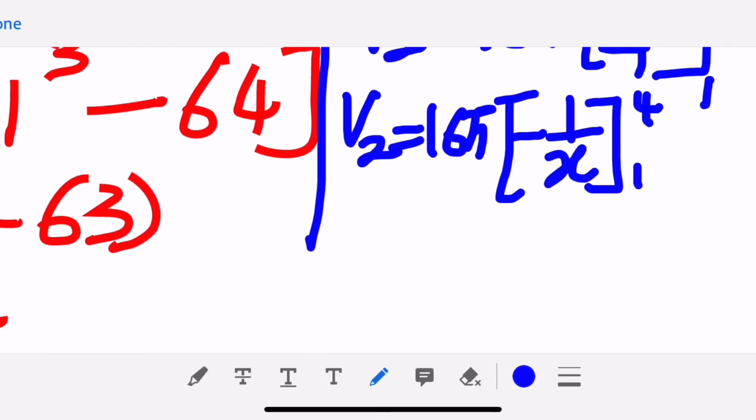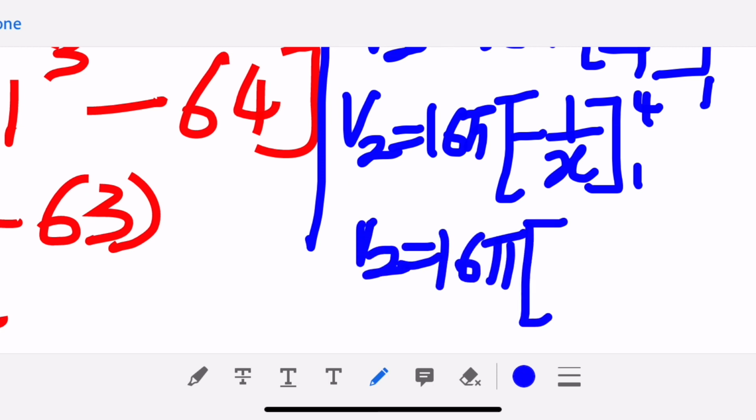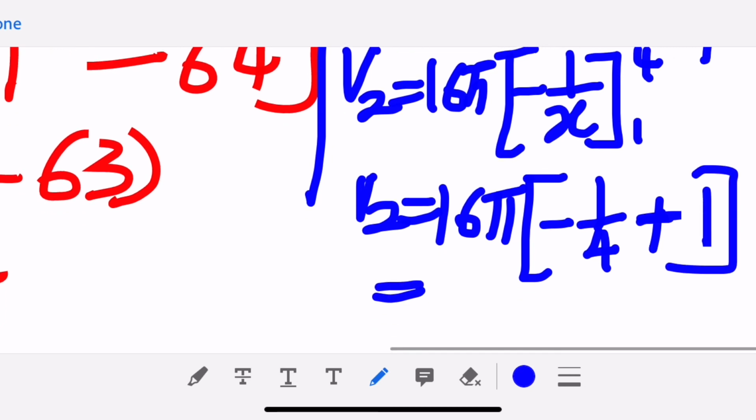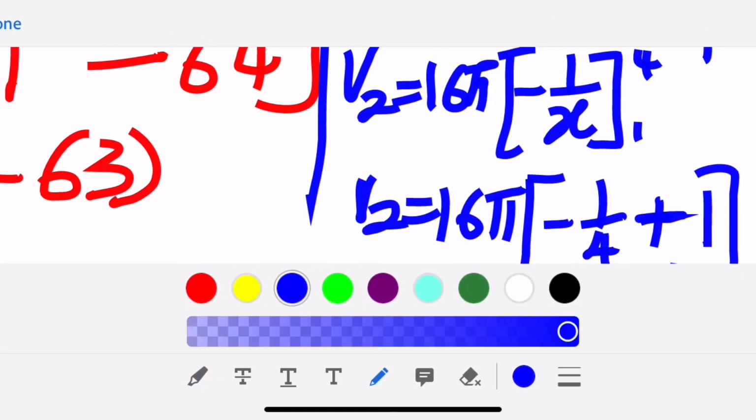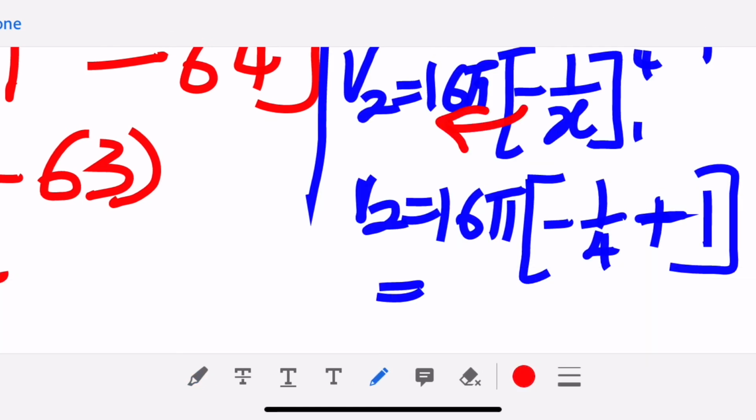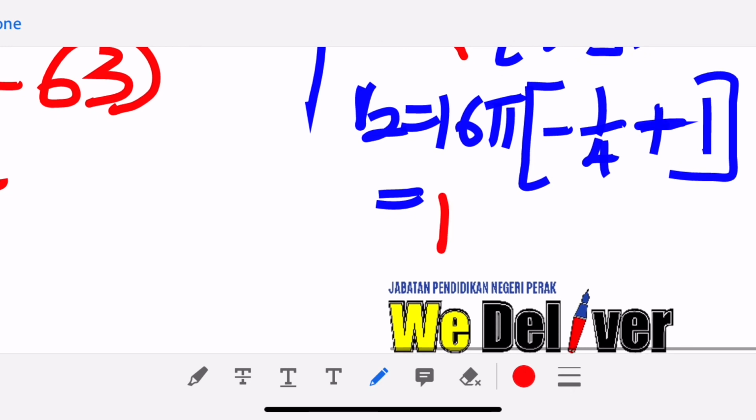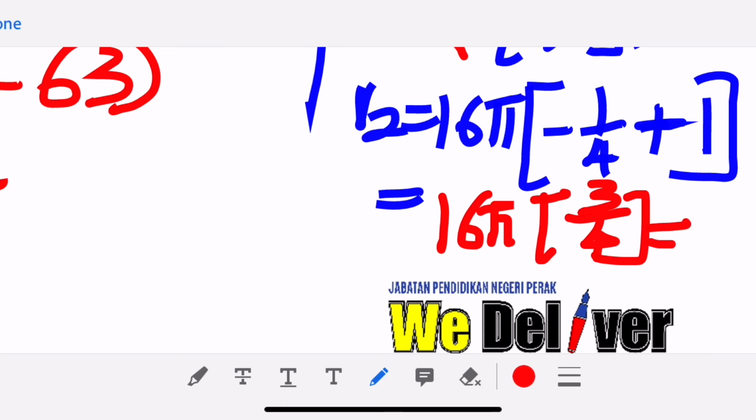So we expect the answer will be positive. We have negative 1 over 4 minus negative 1, which will be plus, or else we can take out the negative first. Up to you. But anyway, you have the answer, which is positive 3 over 4. So the answer is 12 pi for the blue one.